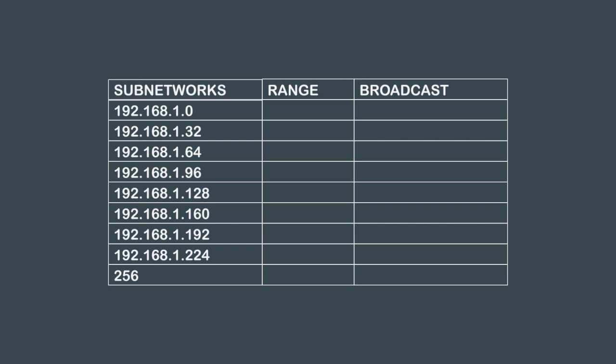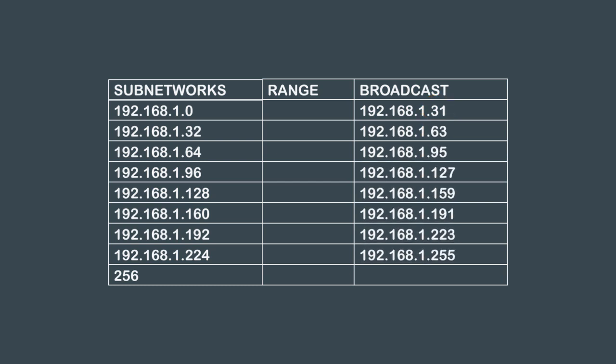Then, to determine the broadcast, you take the next network and subtract 1. Next, to determine the range, you add 1 to the network and subtract 1 from the broadcast. That is why when determining the number of hosts, you subtract 2: 1 for the network and 1 for the broadcast.